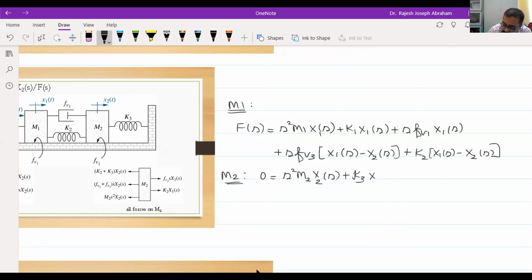Okay, k3 into x2 of s, between mass m2 and the fixed surface. Plus fv2 into s into x2 of s minus 0. That means s fv2 x2 of s. Plus that's the dashpot between m2 and m1. What will be the force due to that? S fv3 into x2 of s minus x1 of s. Plus due to the spring, k2 into x2 of s minus x1 of s.